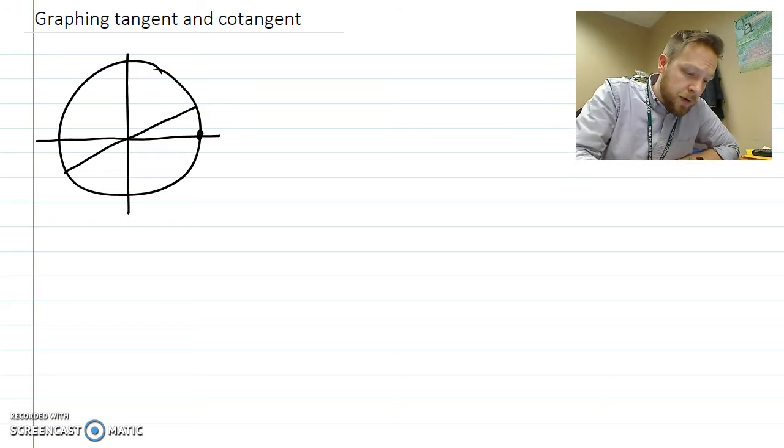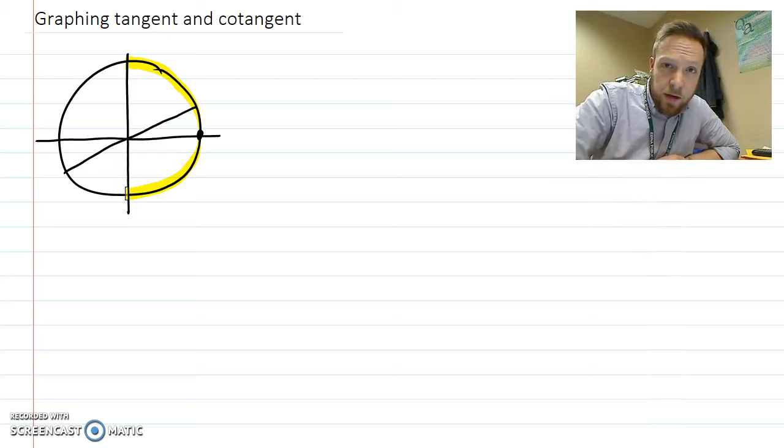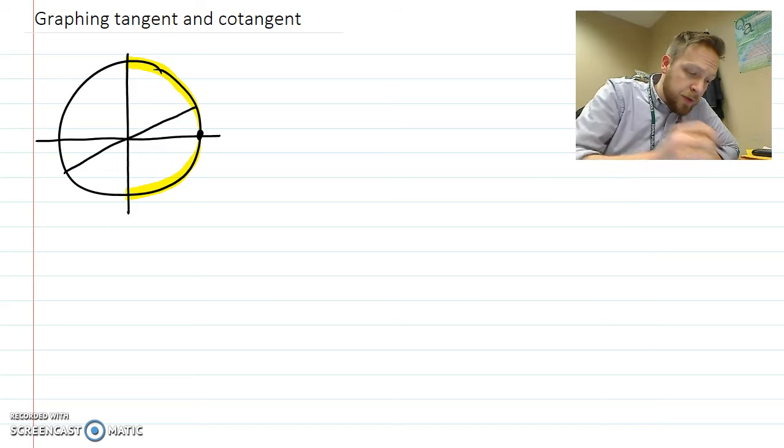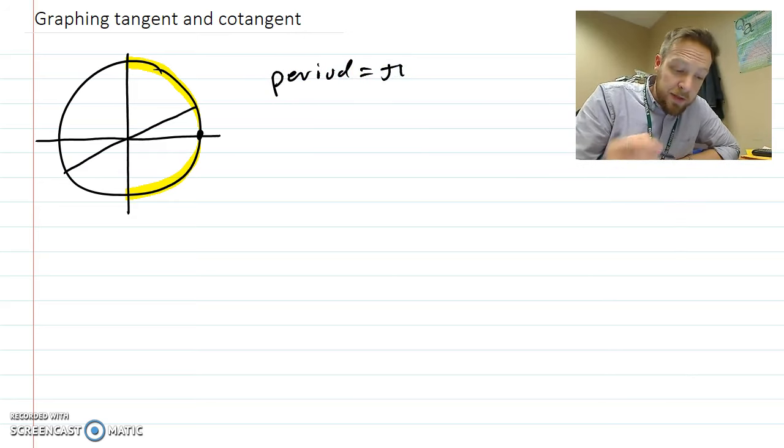And so for tangent, we only have that right there. Because if you flip it over, you're going to have the same slopes on the other side. And so one important thing about tangent is that the period is going to be pi. It's the same for cotangent as well, because cotangent is the reciprocal of tangent.